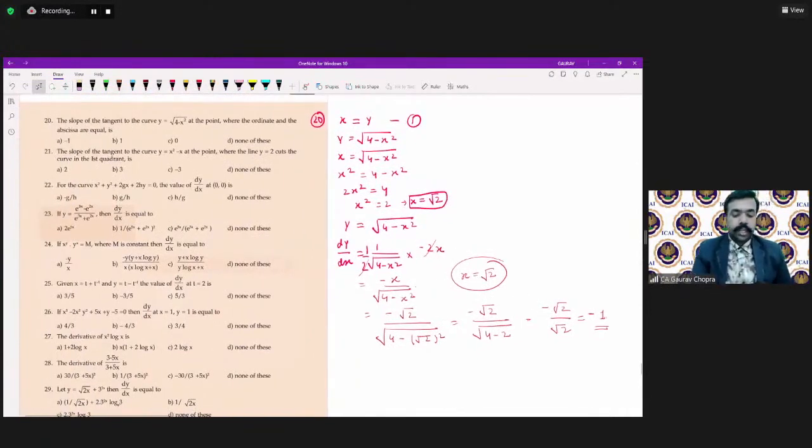Option number A, right? So what was given? The slope of the tangent to the curve y is equal to given at a point where ordinate and abscissa are equal. Where both of them are equal, we have to take x is equal to y. Then after applying this, we have found out the value of x, and we have substituted the value of x in the derivative. And after substituting the value into the derivative, we have got the result as minus 1. So minus 1 is basically the slope.